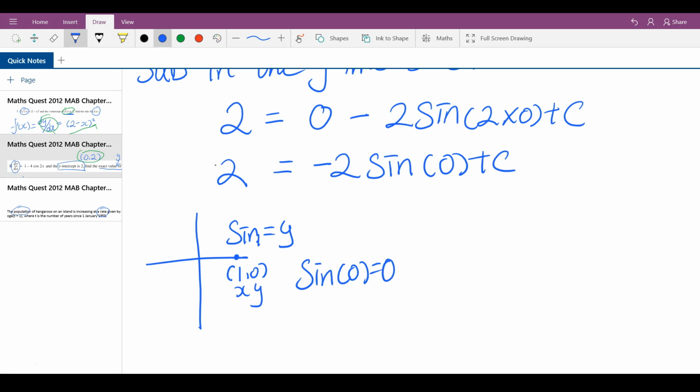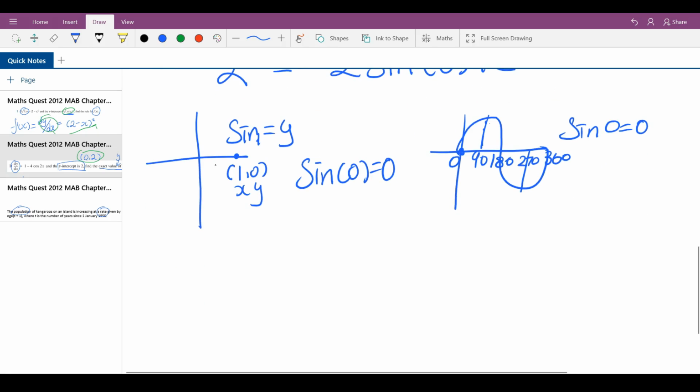Or you can use another way to visualize it, which is your sine curve. That's your usual sine curve. It's 0 here, 180 here, which is 360 here. In between will be 270 and 90, respectively. And right at the beginning, we have 0. Sine 0 is 0. So this also tells you sine 0 is equal to 0.